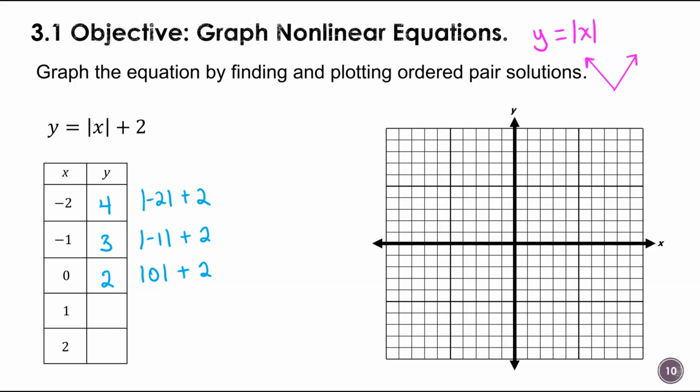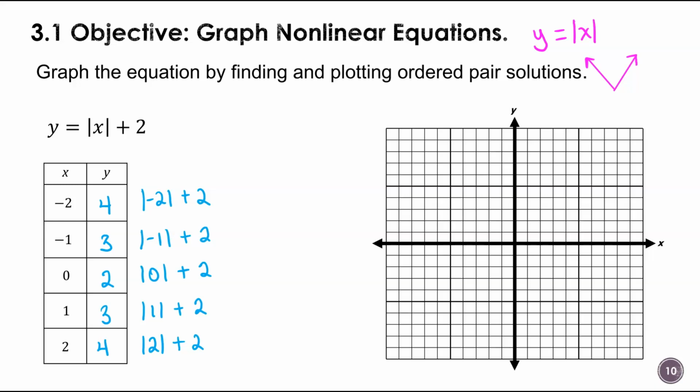Now, if you don't do the absolute value, you'll end up with a line, and this is definitely not a line, right? Because it's not linear. It's non-linear. It's an absolute value equation. The absolute value of 1 is 1. So notice we have a 3 again. This is where we end up making our v. And then the absolute value of 2 is 2. 2 plus 2 is 4. You should end up with some y coordinates that are the same. That's how you get a v.